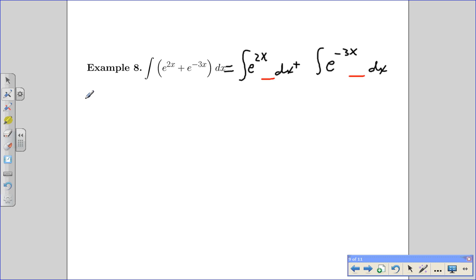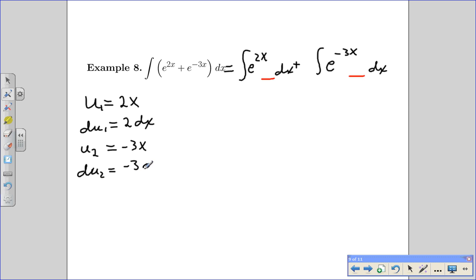So, I'm going to pick two different u's. For the first expression, I have e to the 2x, so u1 is going to be 2x. The derivative of u1 is going to be 2 dx. u2, that's going to be my second u, is going to be negative 3x. The derivative of u2 is going to be negative 3 dx.